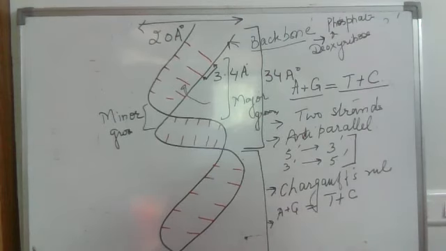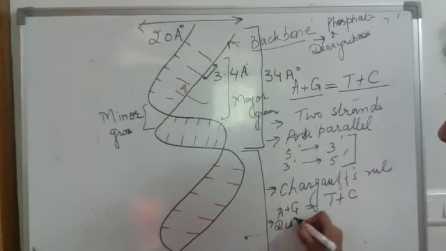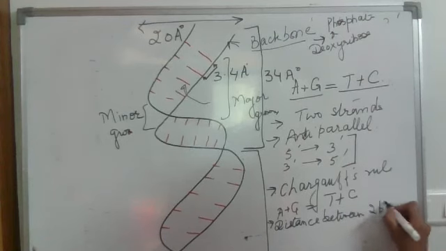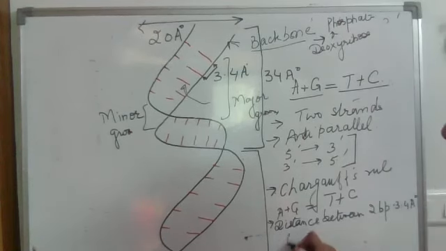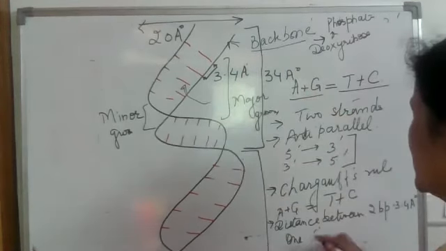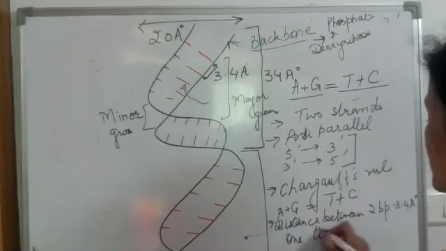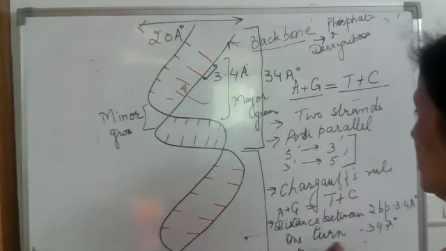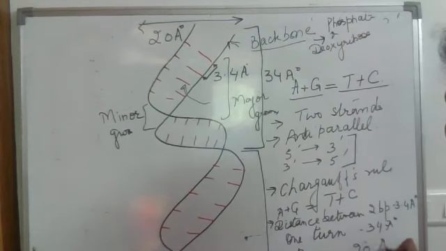Then another one that I have just informed you, distance between two base pairs is 3.4 angstrom and total length of one strand, one complete round, one complete turn you can say is 34 angstrom, breadth is 20 angstrom.